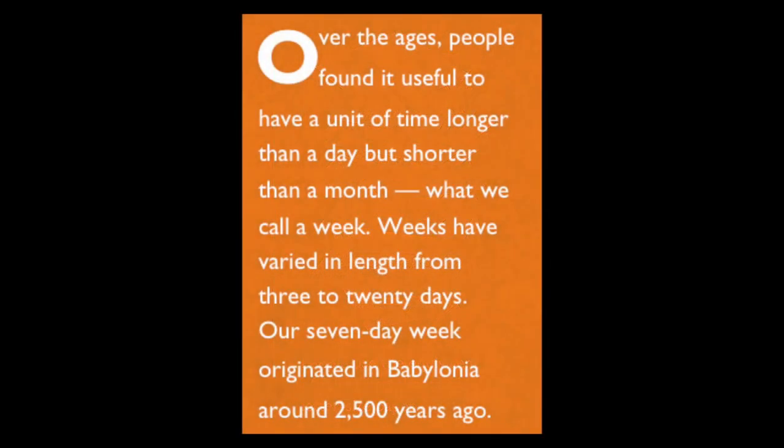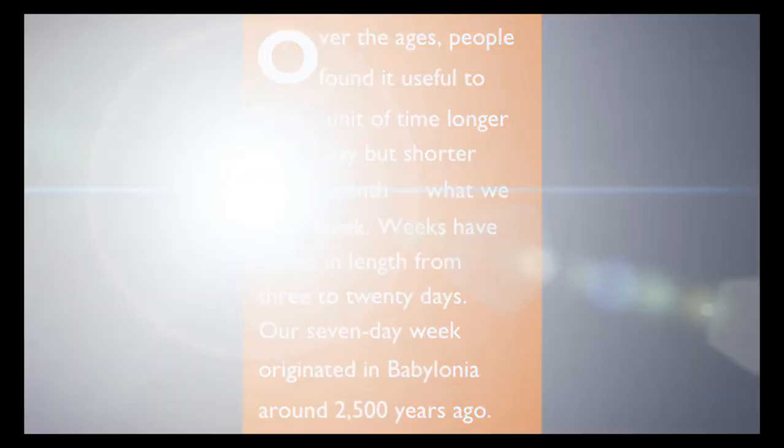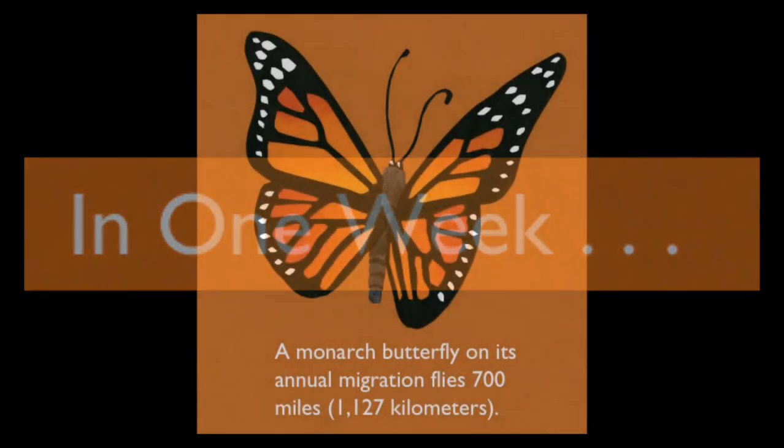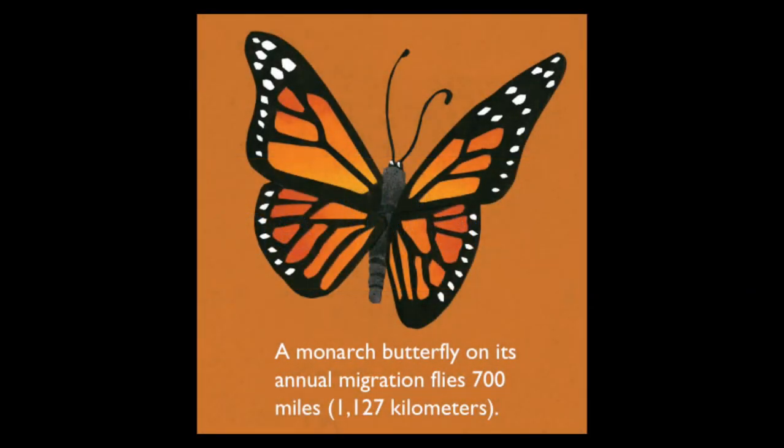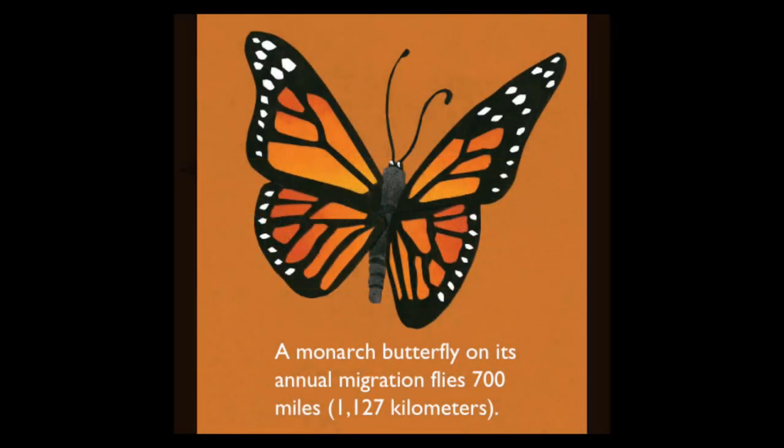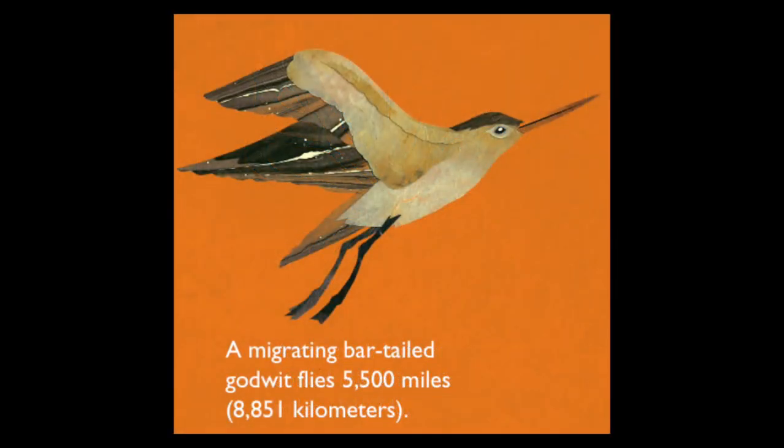Over the ages, people found it useful to have a unit of time longer than a day but shorter than a month. Weeks have varied in length from 3 to 20 days. Our 7-day week originated in Babylonia around 2,500 years ago. In 1 week, a monarch butterfly on its annual migration flies 700 miles. A migrating bar-tailed godwit flies 5,500 miles.